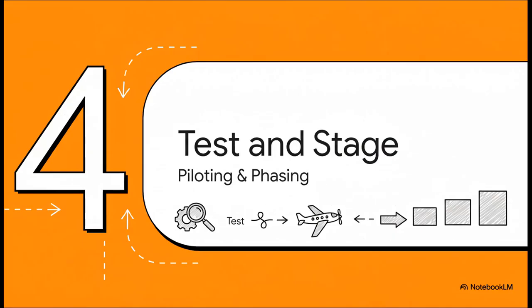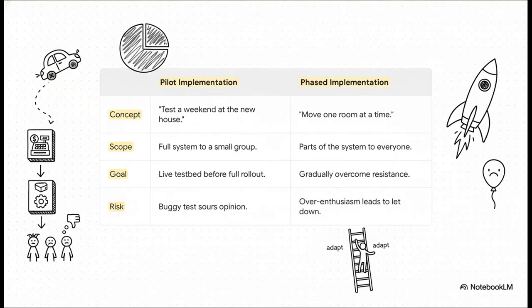Okay, so if parallel is way too expensive and direct is just too darn risky for comfort, what's left? Is there a middle ground? Well, yes. There are 2 other strategies that try to reduce risk by starting small. We call them piloting and phasing. So let's put these 2 side by side.